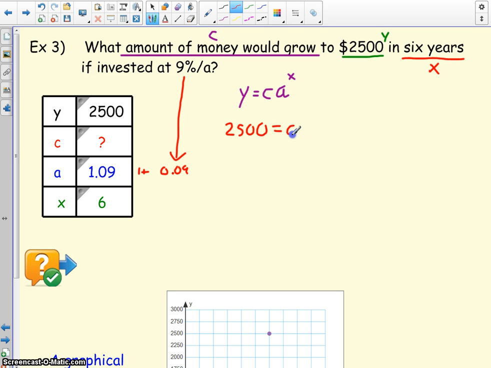Our c is unknown. Our base is 1.09 and our exponent is 6. Okay, and once we have this, it's just a matter of using algebra to solve for our missing variable. So I have 2,500 equals c times 1.09 to the 6th.